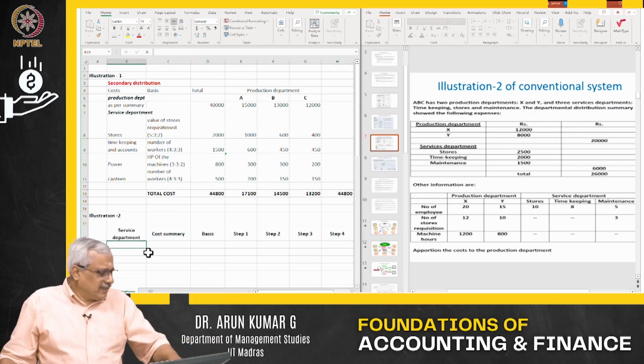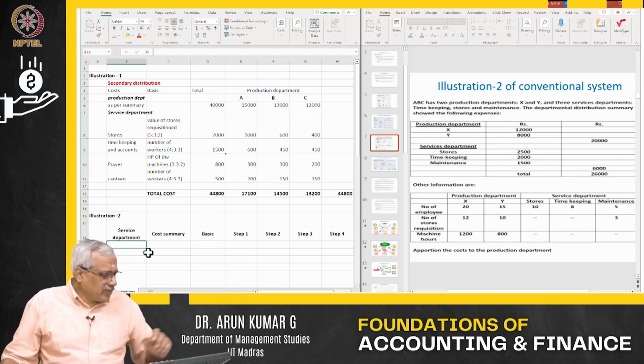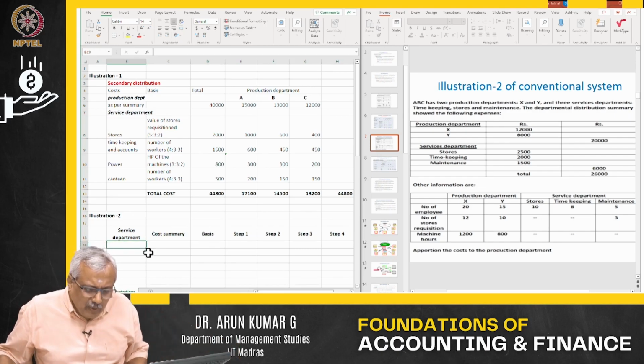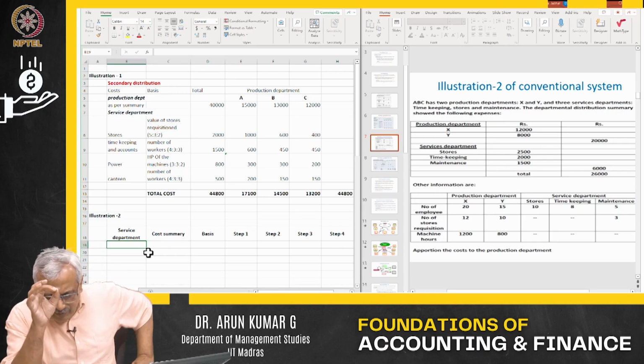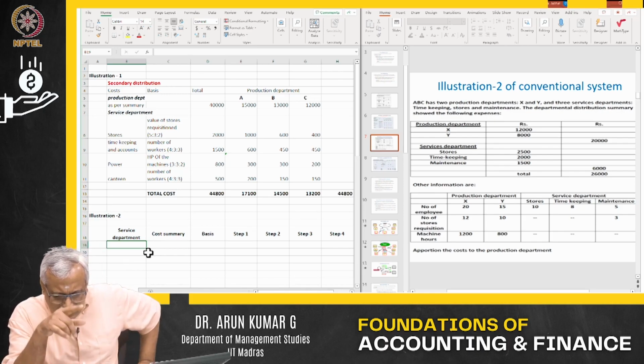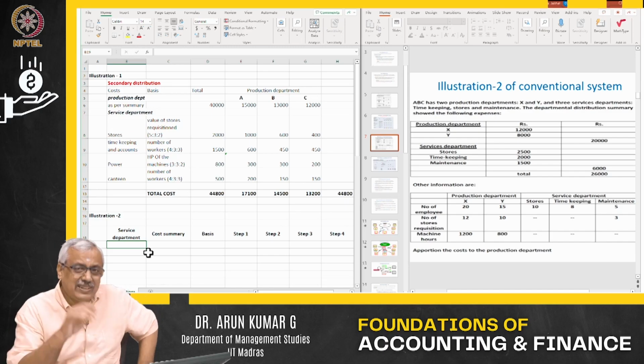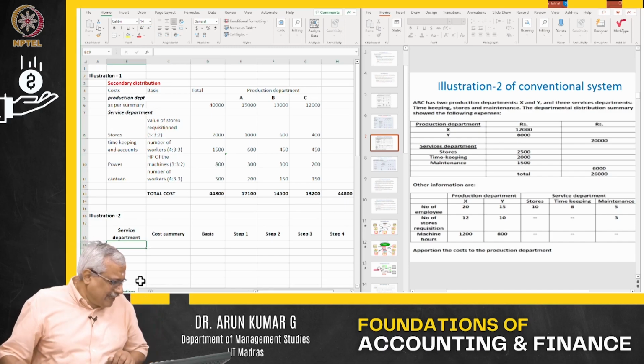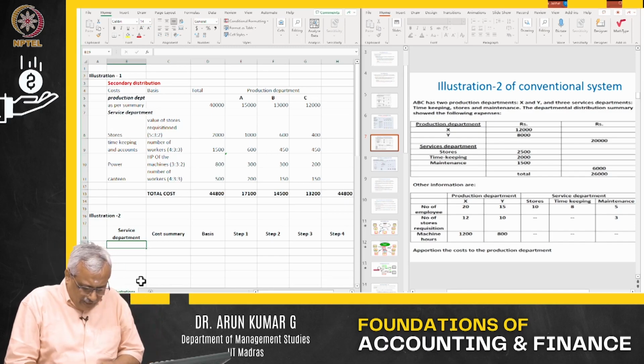Having said this, now let us look at this. First and foremost, which service department will I pick up? I am going to pick up timekeeping as a service department, because this department is going to impact all production centers, the store center, the maintenance center, everything, and the allocation is always based on the number of employees. So, I am going to pick up timekeeping as the first department in this particular case.